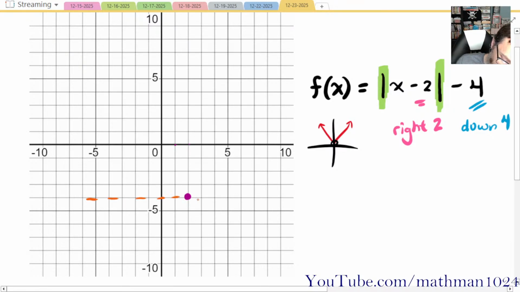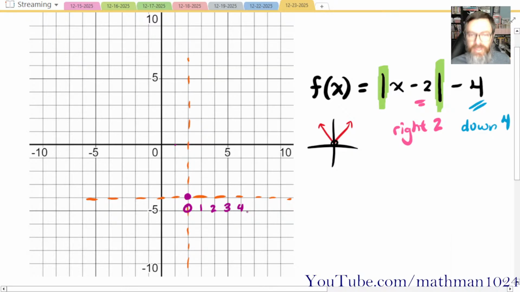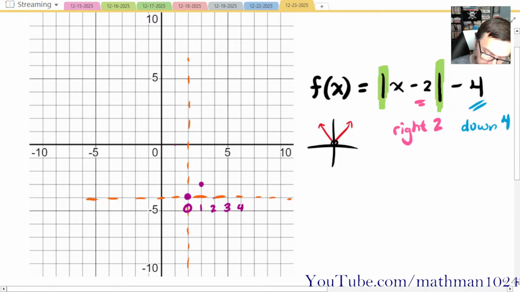Now, from here, we are going to rebuild our absolute value function. And the way I like to do this is I like to imagine that this is our new origin. So I pretend that this is my 0, this is 1, 2, 3, and so on. That's how I look at that. From this new origin point, let's build the absolute value. So remember those key points? The absolute value of 1 is 1, the absolute value of 2 is 2, 3, 4, and so on.